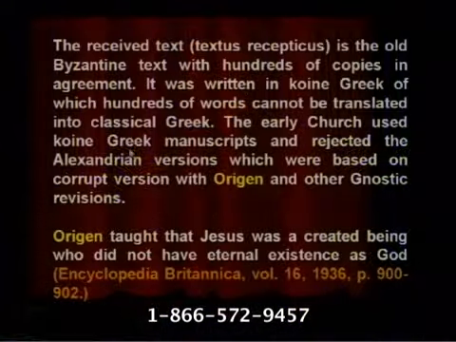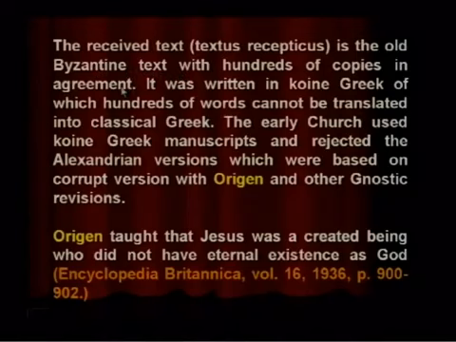The Encyclopedia Britannica tells us something about Origen. We'll see in a moment. The received text, the Textus Receptus, is the old Byzantine text with hundreds of copies in agreement. It was written in Koine Greek. Note that, written in Koine Greek, of which hundreds of words cannot be translated into classical Greek. The early church used Koine Greek manuscripts and rejected the Alexandrian versions, which were based on the corrupt versions of Origen and other Gnostic revisions.